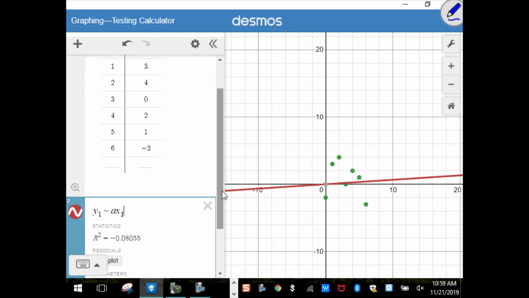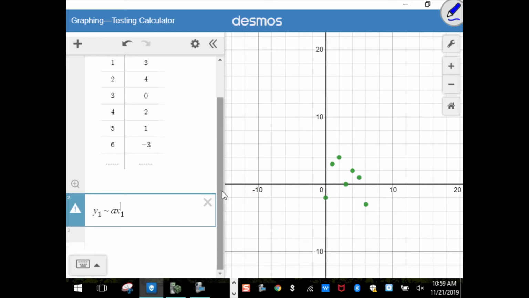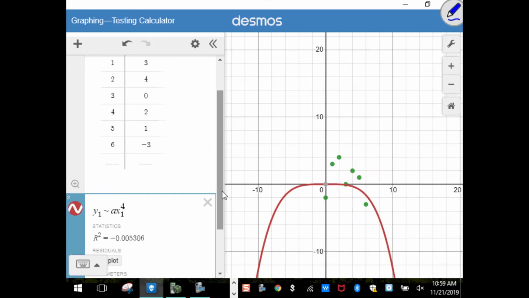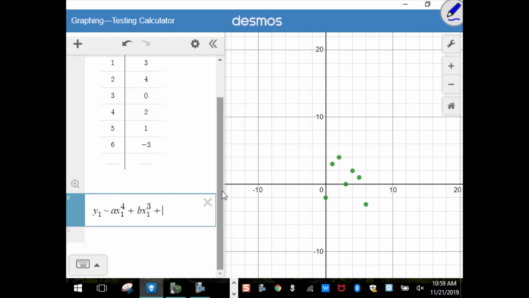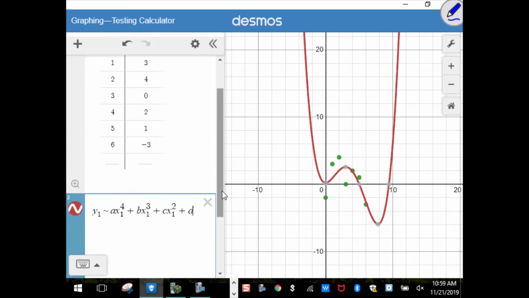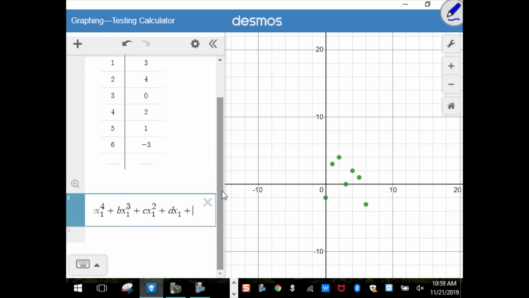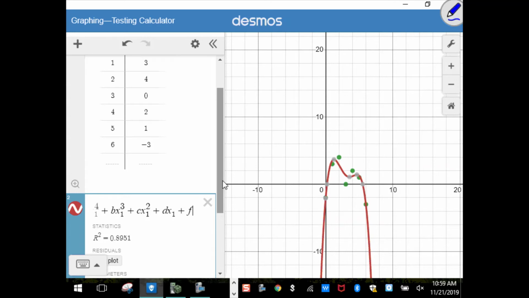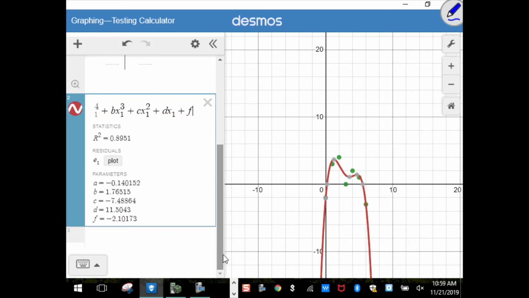Now to get a power, do you guys remember how to do power, the exponent? Shift 6. 4. This is still working. B x sub 1 to the third power, C x sub 1 second power, D x sub 1 no power, plus F because there is no E. You will get the exact same information right here as you would have if you were using your handheld.